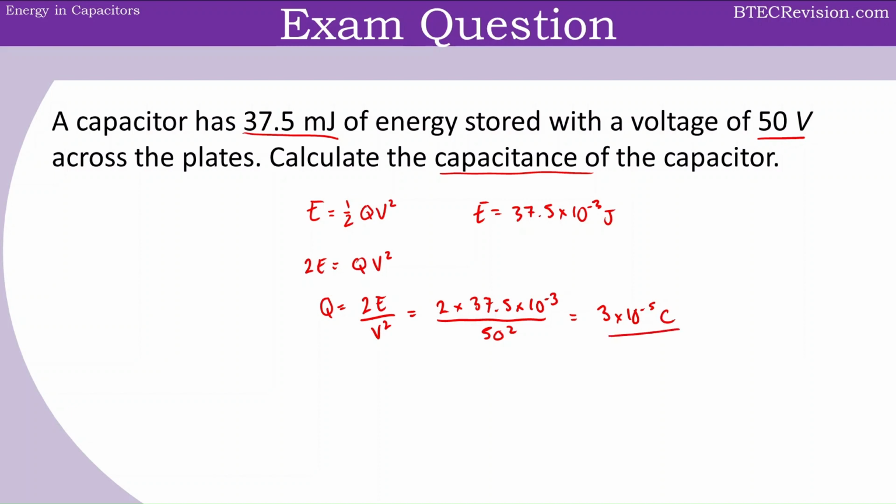Okay, now we have charge, we have voltage, energy, so for capacitance, let's write down the equation of capacitance. We know from a previous lesson, Q equals CV. Rearrange for capacitance: capacitance equals Q over V. And we have Q, which we've worked out, and V. So therefore, we can just plug in our values. So that's 3 times 10 to the power minus 5 divided by 50. And that gives us a value of 6 times 10 to the power of minus 7 farads.